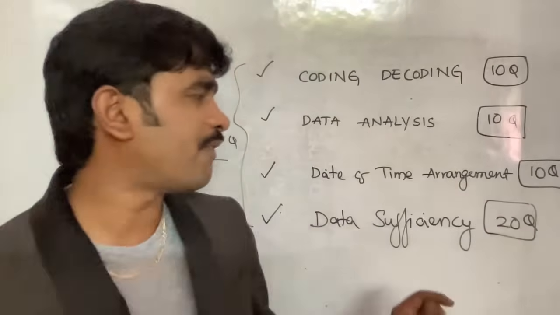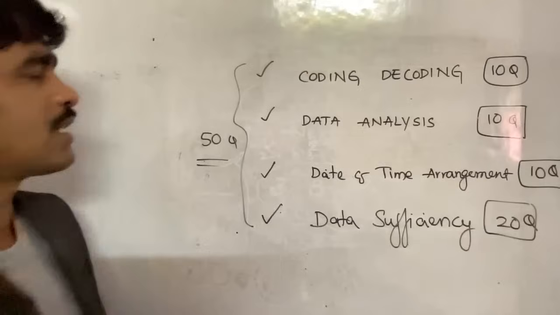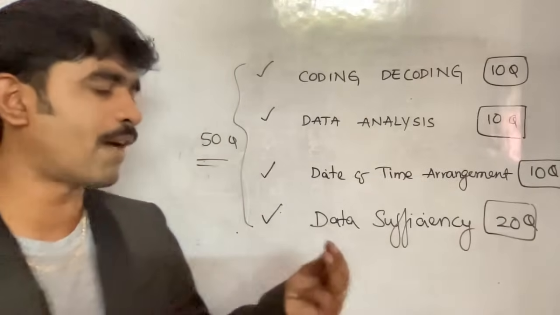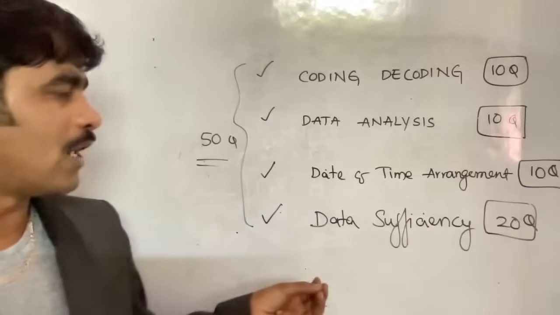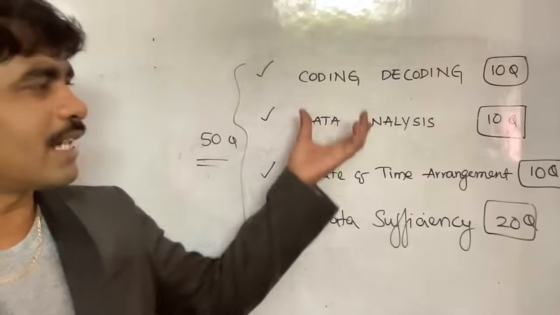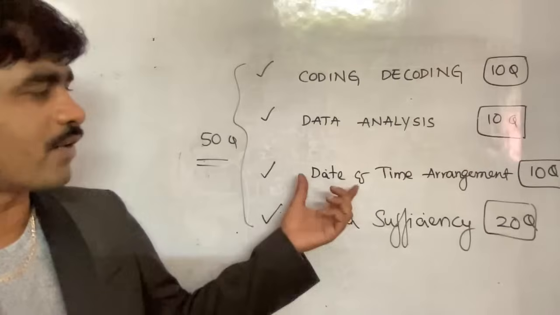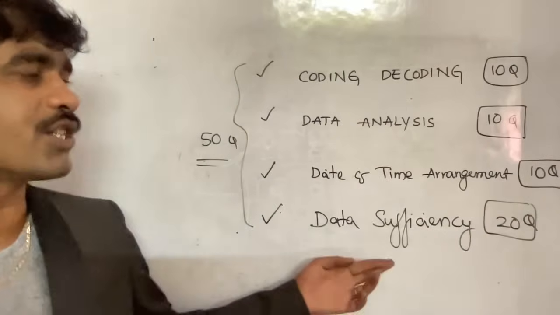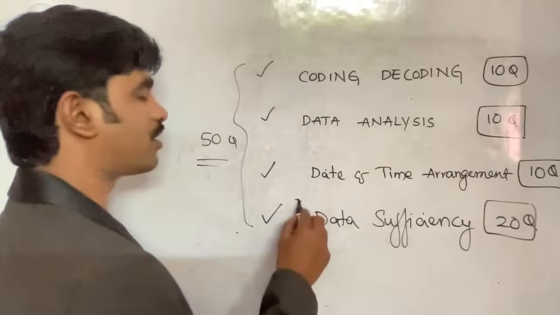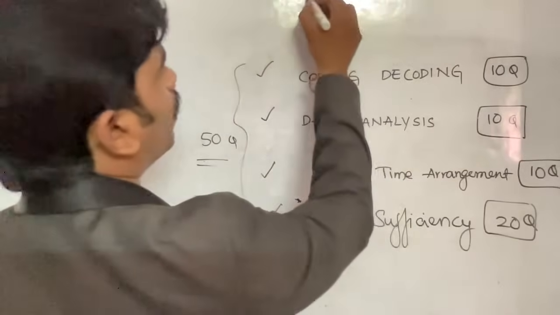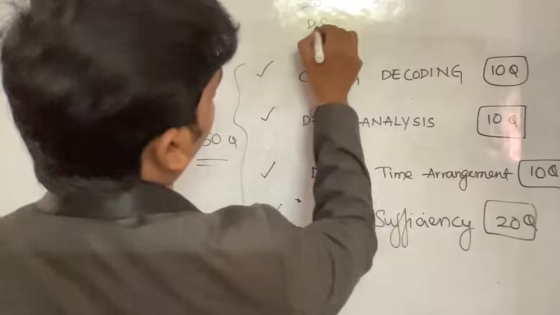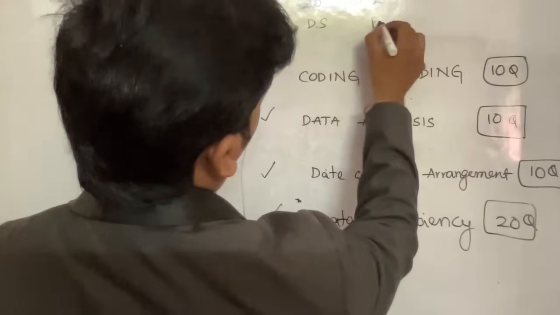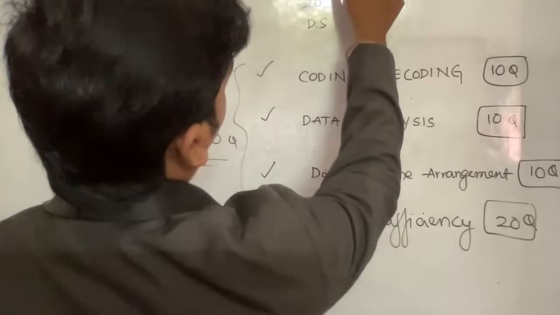So out of these 75 questions, 10 questions are given from analogy, 10 questions from sequence and series, 5 questions from odd man out, then coding and decoding 10 questions, data interpretation 10 questions, time and date arrangement questions 10, data sufficiency 20. This is higher weightage. So totally you will be having 20 questions from data sufficiency and the remaining 55 questions are given from problem solving from the analytical ability section.